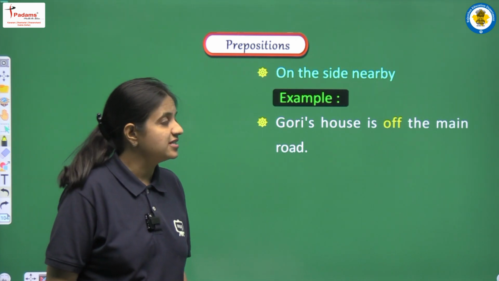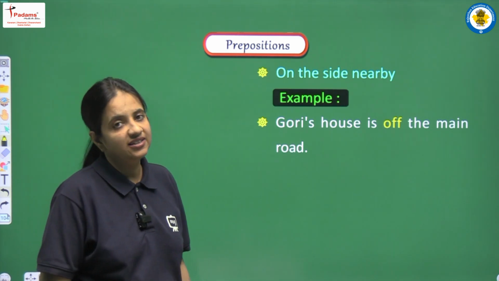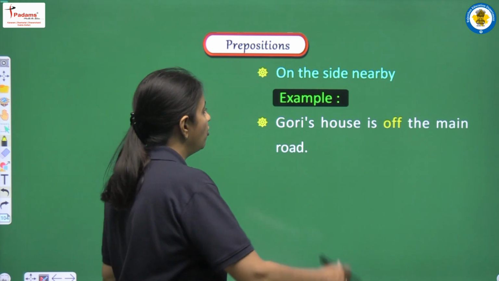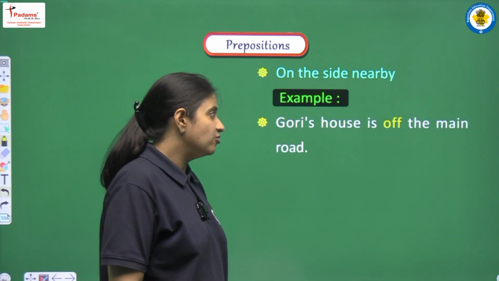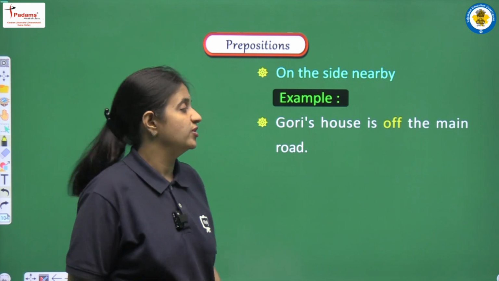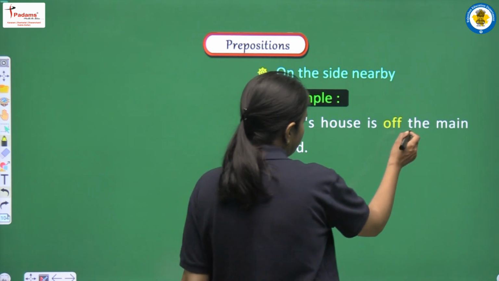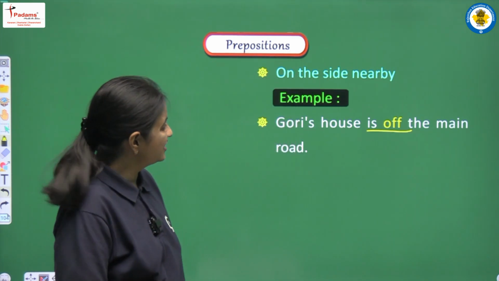Next is on the side nearby. This is another use that we can have with the help of off. Let's see the example. Gauri's house is off the main road. So in this manner we can use off in a sentence.